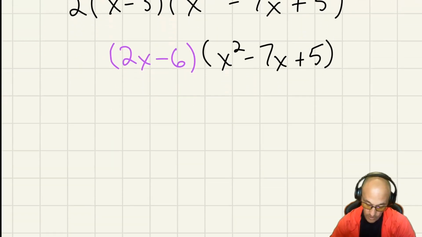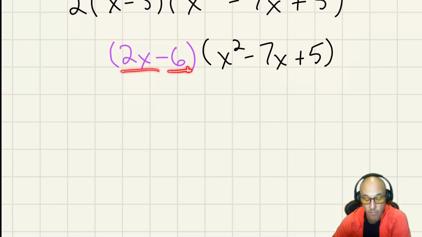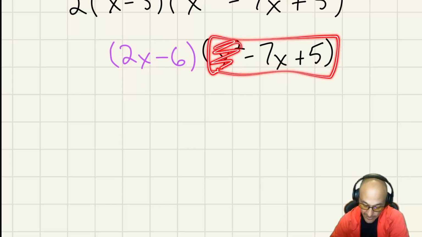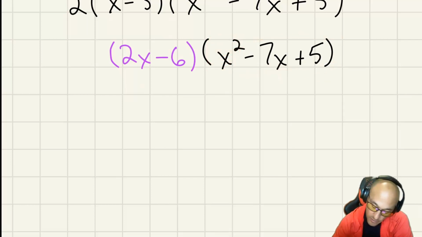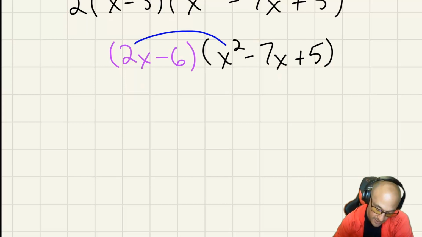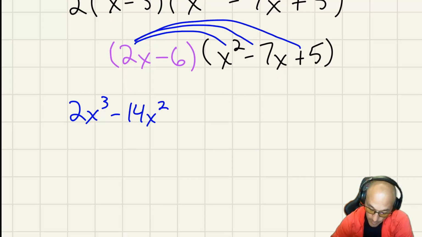Okay. So next I have to multiply each of these terms by each of these terms. So it's kind of like FOILing, except instead of having a binomial here, I have this trinomial. It's just a little bit more of the same. So we have 2x times x squared is 2x to the third power. 2x times -7x is -14x squared. And 2x times a +5 is +10x.